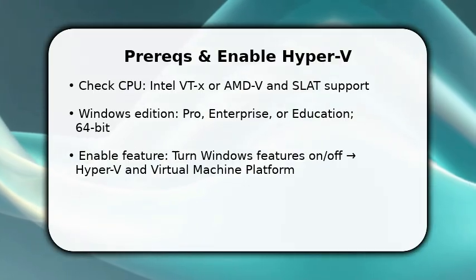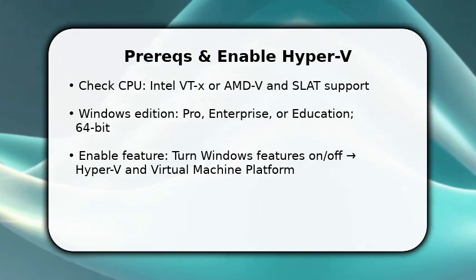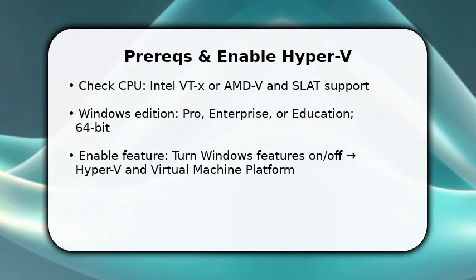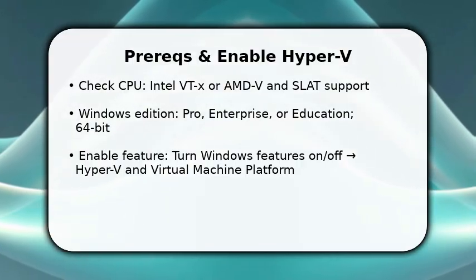If you prefer PowerShell, run Enable-WindowsOptionalFeature -Online -FeatureName Microsoft-Hyper-V-All, and reboot. This gets Hyper-V installed and ready, so you can create virtual switches.